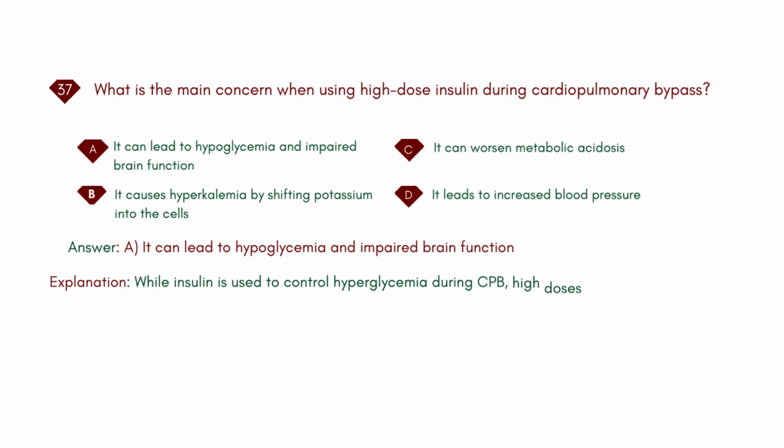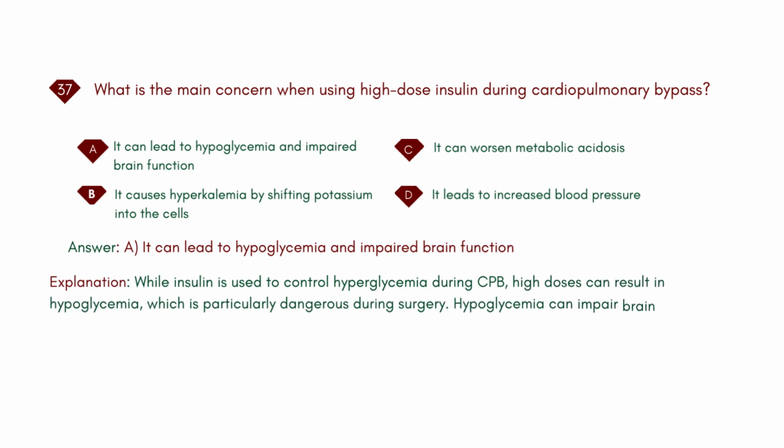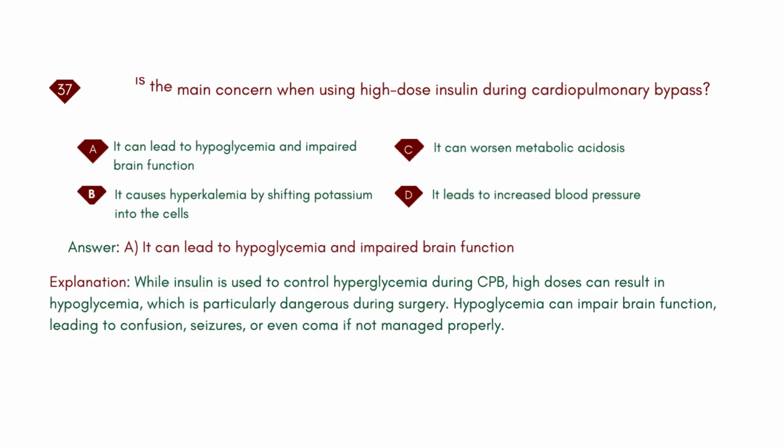Explanation: While insulin is used to control hyperglycemia during CPB, high doses can result in hypoglycemia, which is particularly dangerous during surgery. Hypoglycemia can impair brain function, leading to confusion, seizures, or even coma if not managed properly.